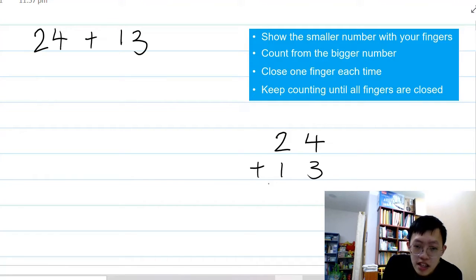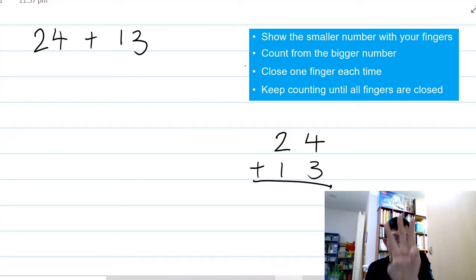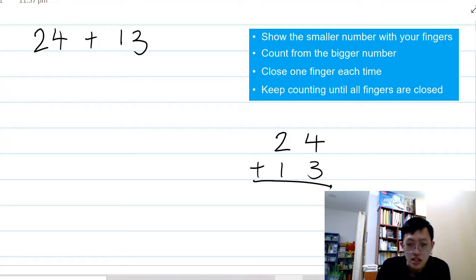So what we do next is draw a line, and now let's look at the very right. We start from here, so we look at 4 plus 3. That's what this column is asking. 4 plus 3. So again, we just use the rules up here. Find the smallest number. 3 is a smaller number. So we show 3 in our hands, then we count from 4. 4, 5, 6, 7. So 4 plus 3 is 7.